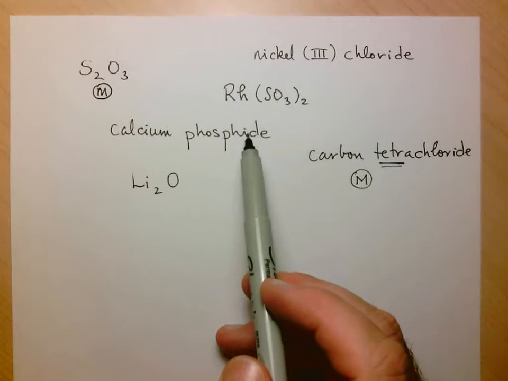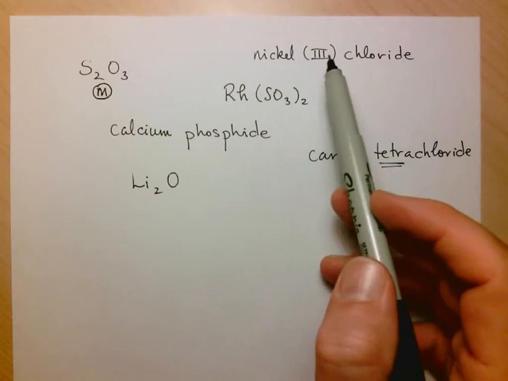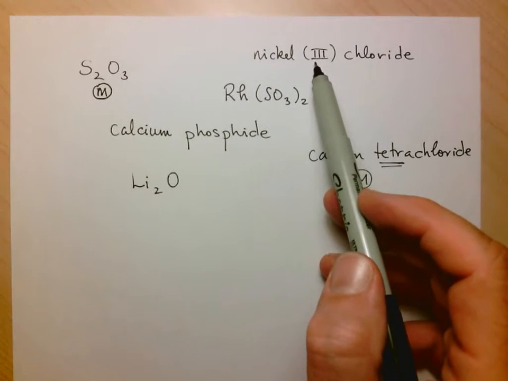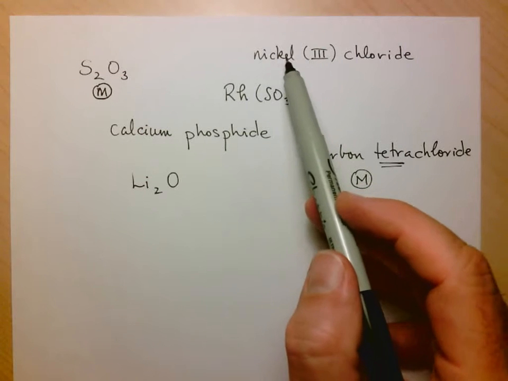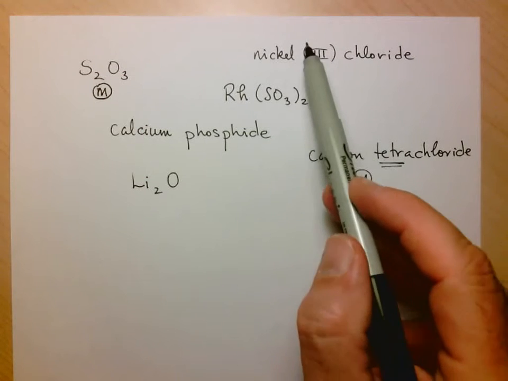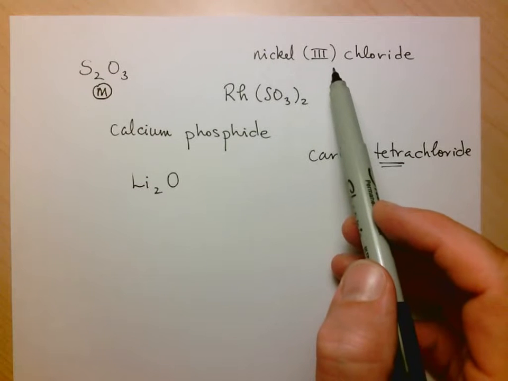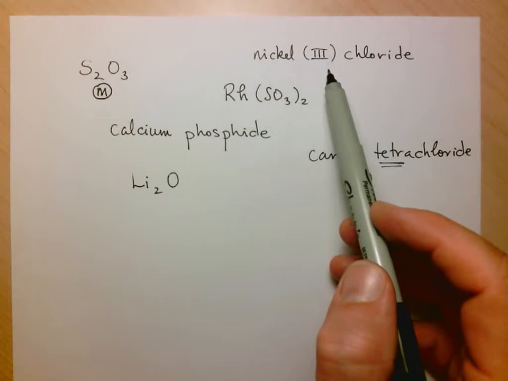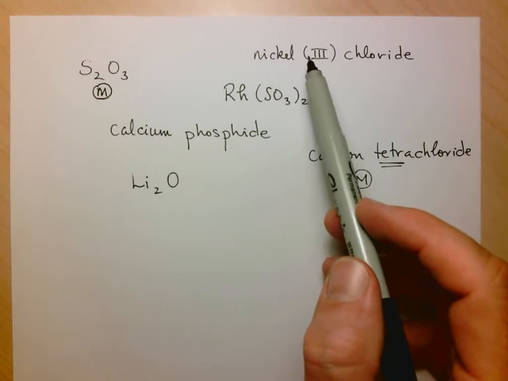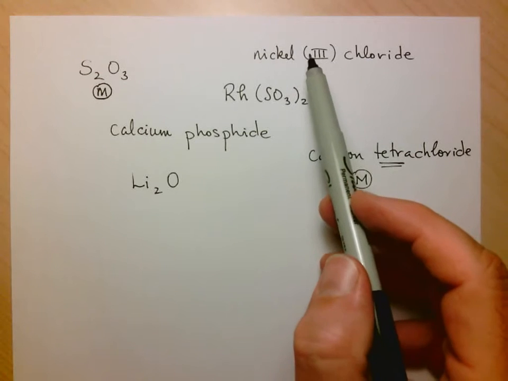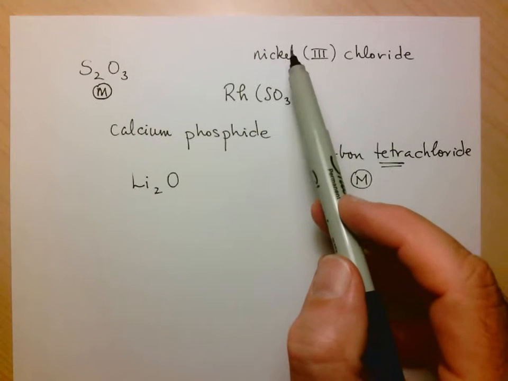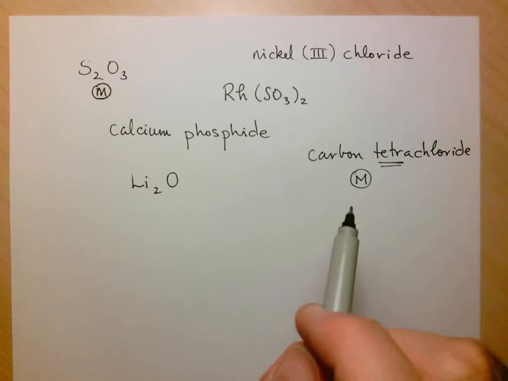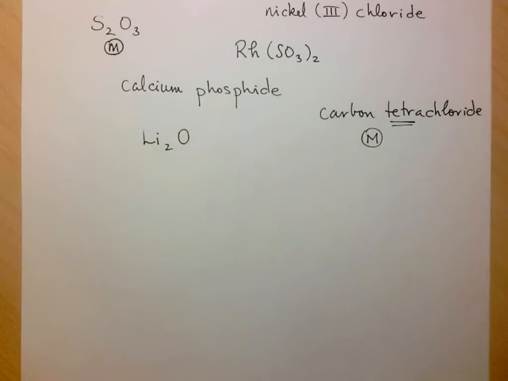Okay, another thing to look for are these Roman numerals. Okay, these Roman numerals tell us that we're dealing with a multivalent metal. Certain metals have more than one possible charge. Okay, all these things will come into play when we're trying to determine how many of each we need to make a neutral particle. Okay, but for now, let's just summarize.